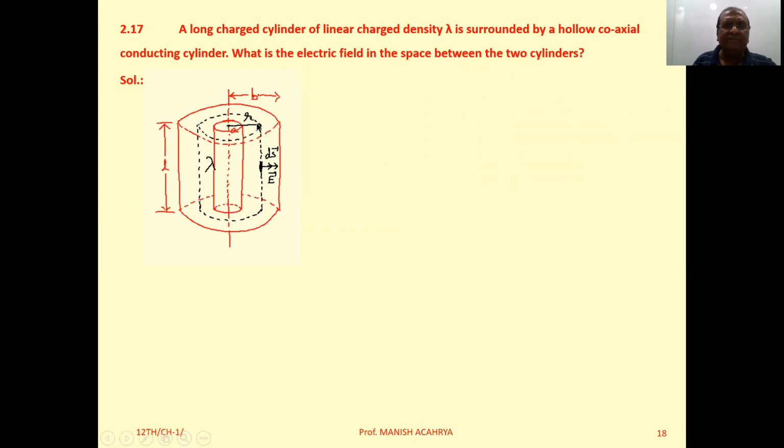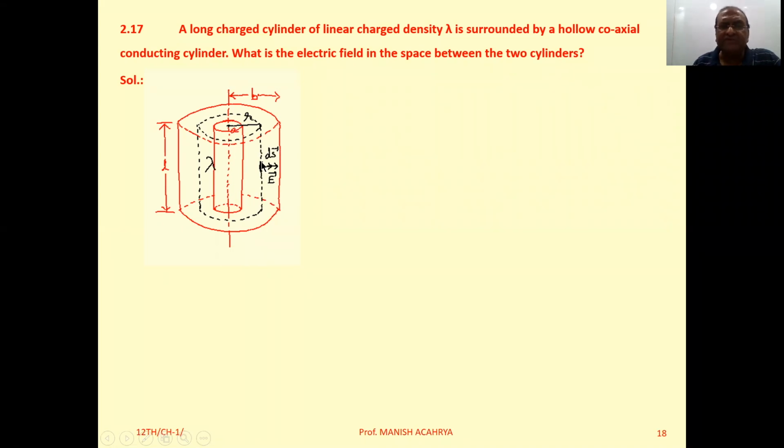So for that, consider a cylindrical Gaussian surface having radius equal to small r. Now, if we consider the cylindrical Gaussian surface here, then we can understand this thing. The flux will be passing through the cylindrically curved surface, because the electric field will be from the inner cylinder to the outer one.